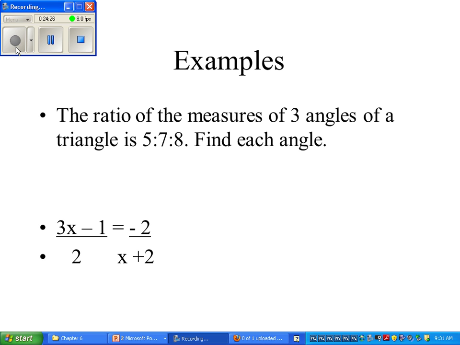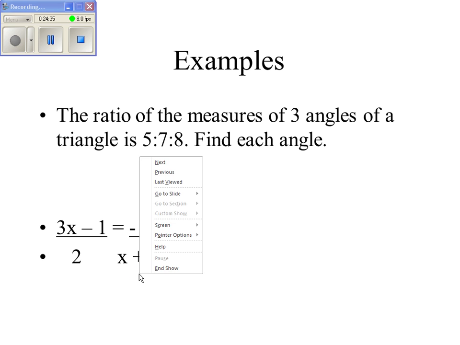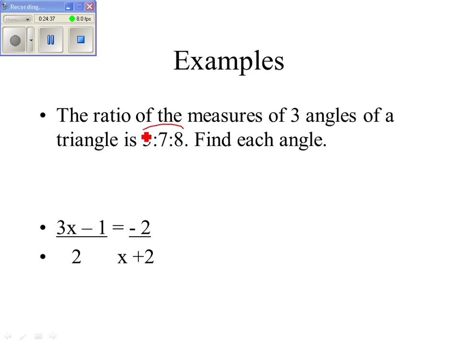All right, on this one, the ratio of the measures of 3 angles of a triangle is 5 to 7 to 8. See that? What do you do with each of those numbers? Put an x on. Put a variable with it. Good. What equation can we set up from that? Let's write it out: 5x plus 7x plus 8x.